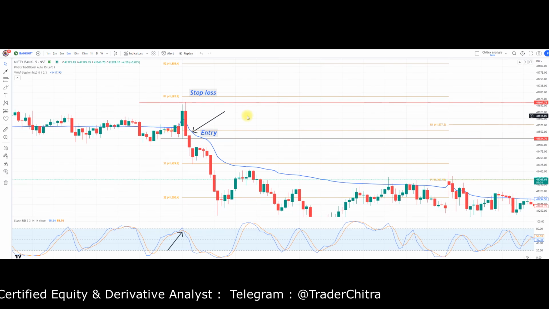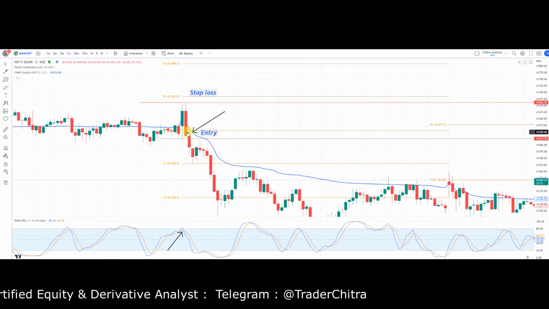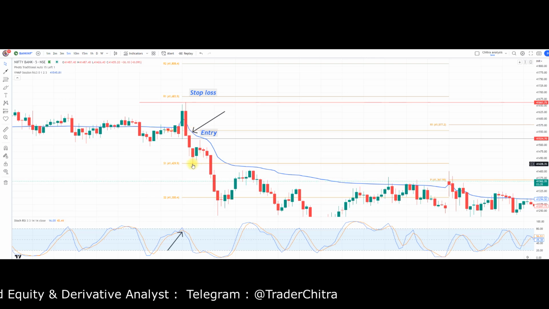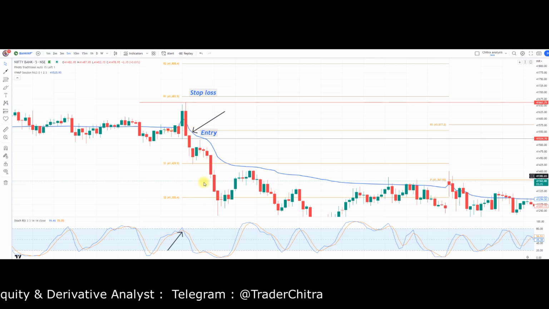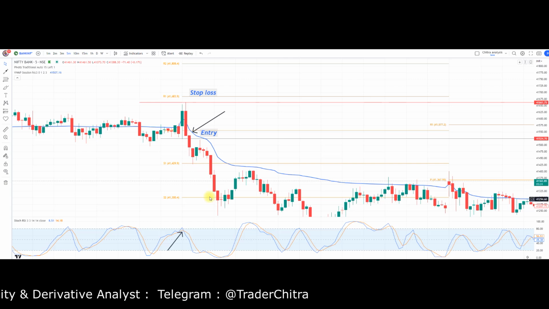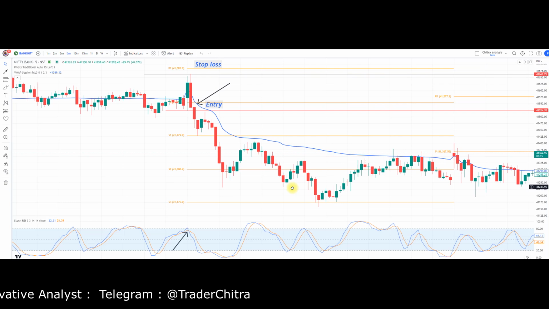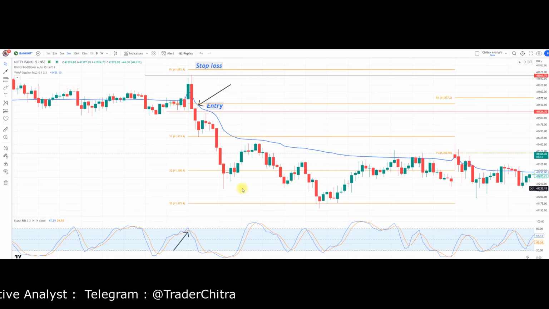And you can ask me what will be the target. Target you can set, if you are entering on the P breakdown, you can keep the target as S1. That is the first support. Okay. And the second target will be the S2. So this is the first target and this is the second target. In this trade, we got three targets also, S1, S2 and S3. Okay, so this is how you have to enter into the short trade.